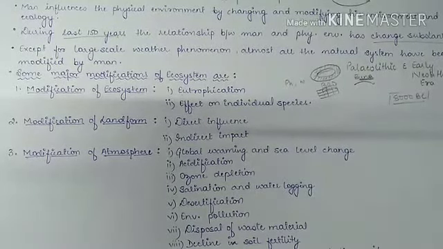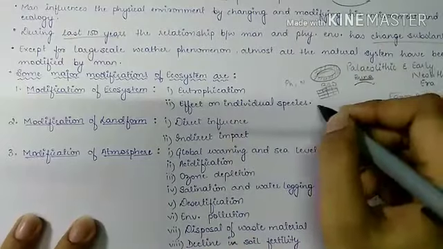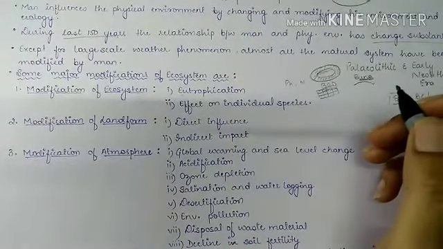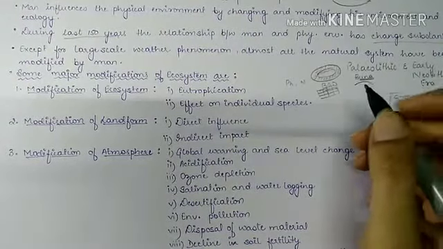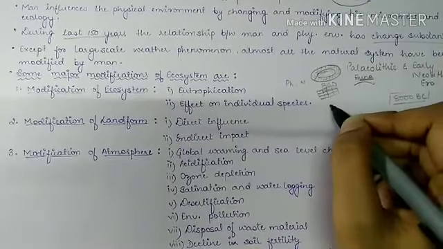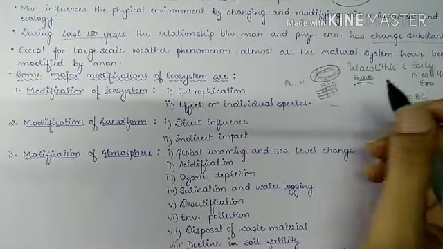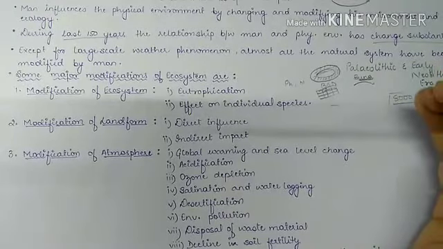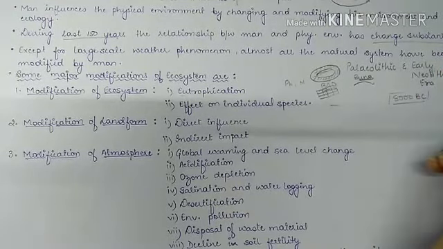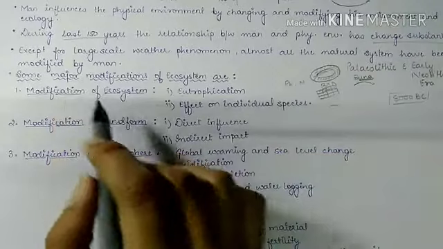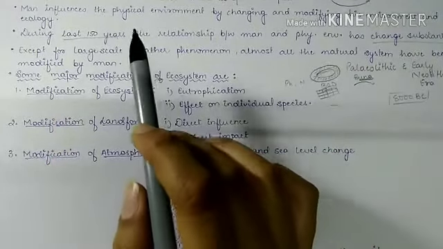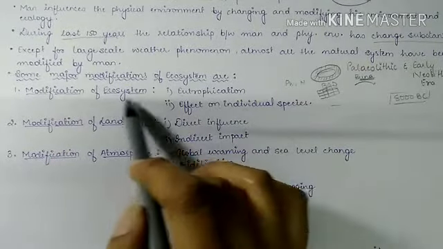Then we have effect on individual species. See, many plants and animal species have been declared as endangered species. Some of the very exotic species have also been declared as extinct, or many of the species have come into endangered species. Okay, so this is how our ecosystem is being modified because of influence of men on our ecosystem.